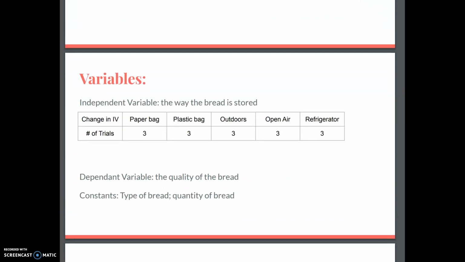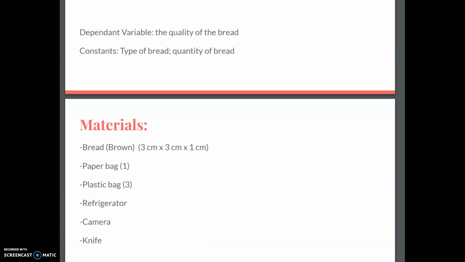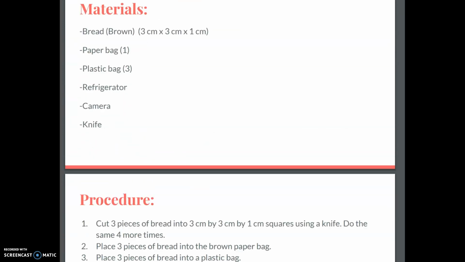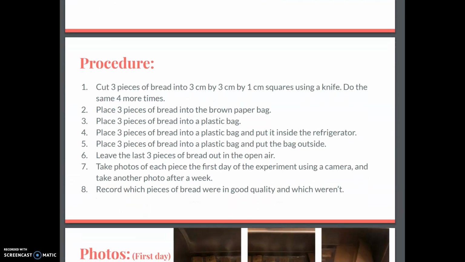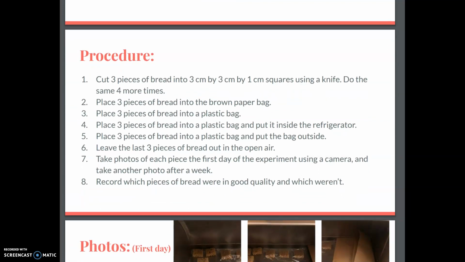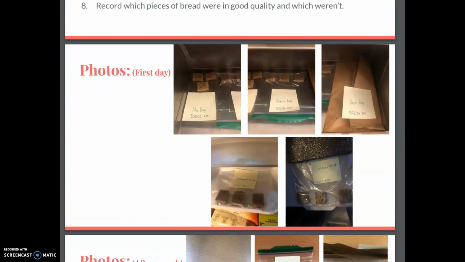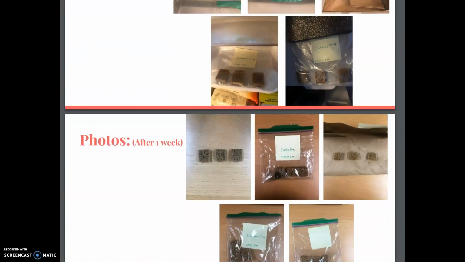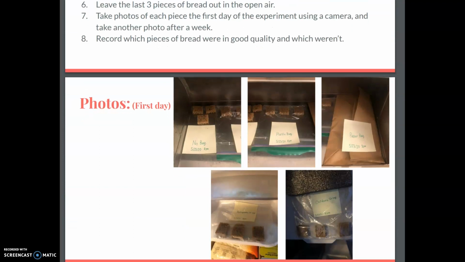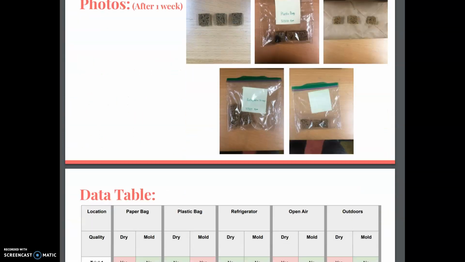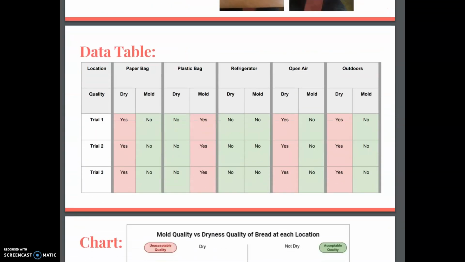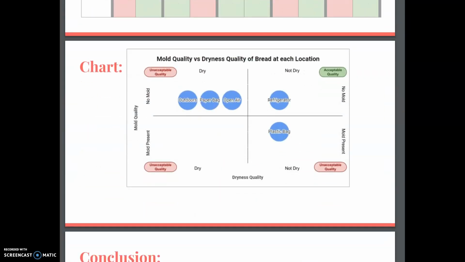Variables, materials, procedure. Read through that. Make sure it's the way it should be. Anything that you think should be fixed or could be better. Photos. I always like photos. So this is when they start, and this is when they finish. Data table. Data table in the chart. Go back to that chart. I like that chart. I want to ask her how she made that, because I like that.